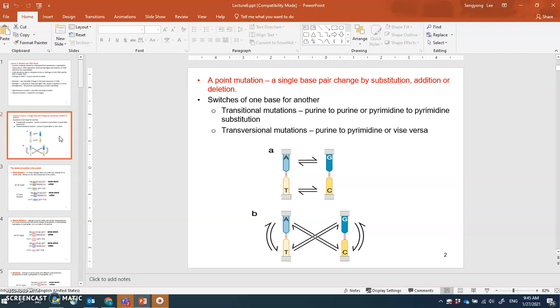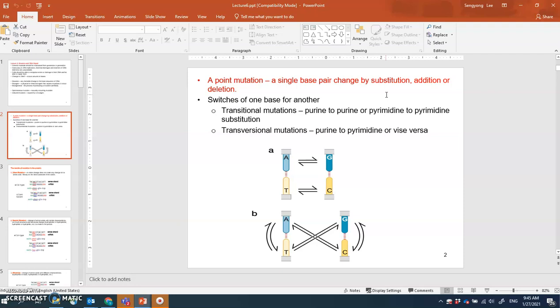Maybe your base can be changed through a substitution. Maybe like this case, AT was the original base pair in your original DNA, but let's say A was changed to G, then its pair will also be changed to C. So that's the substitution, right? Or a point mutation could be made through addition of a single base pair or deletion of one, which will also cause a drastic change in your DNA.